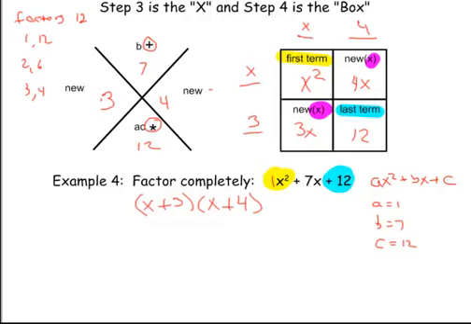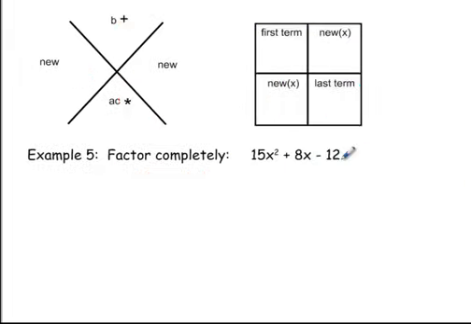We finished our first example, but we're going to need more than that. We need some practice in order to get this. All right, 15x squared plus 8x minus 12. A is 15. My first term is 15x squared. My last term is negative 12. Do include the negative with it.